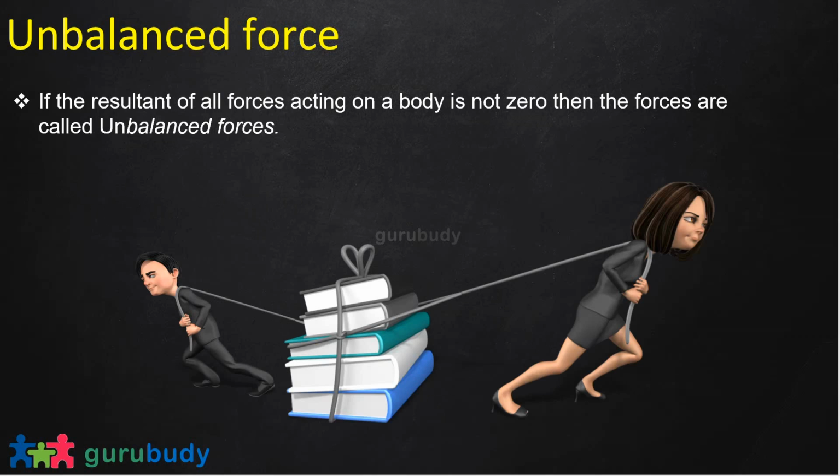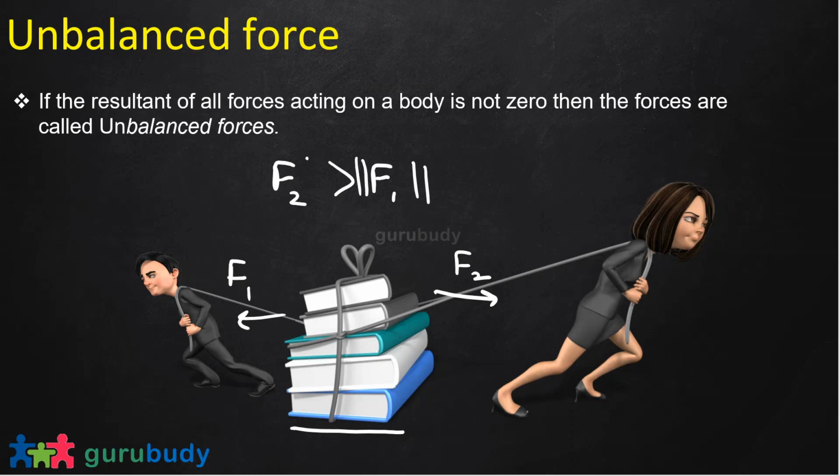Another example: this pile of books is now pulled by this person applying force F1 and this big lady applying force F2 in the opposite direction. Let's say the magnitude of F2 is greater than F1. Then this pile of books will move in the direction of the lady, and the reason is that it's under unbalanced force. So remember, if the resultant of all the forces acting on a body is not 0, then the body is under unbalanced forces.